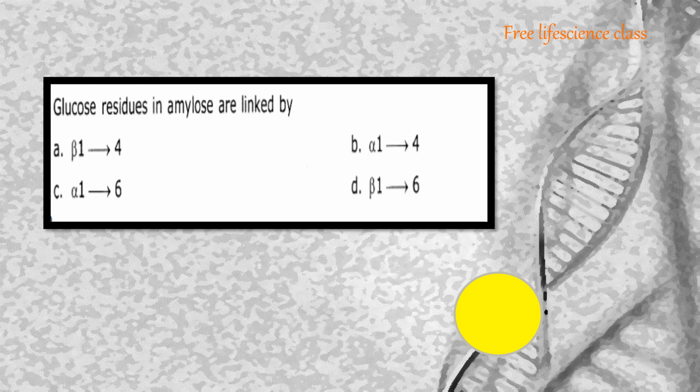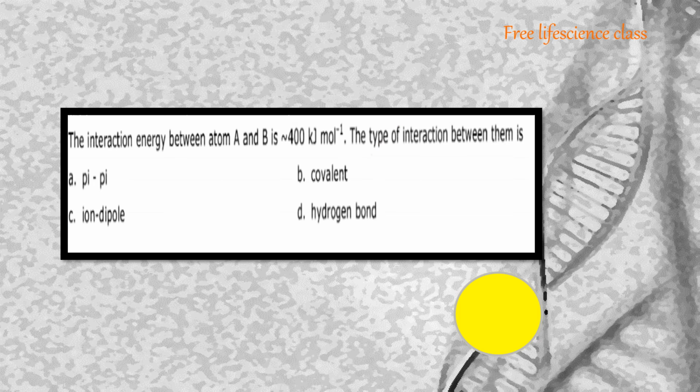Okay, timer. The answer for this question is option B, that is alpha 1,4 linkage. I don't want to explain this. You all know about this, so I am not going to explain this question. Moving into the next question.